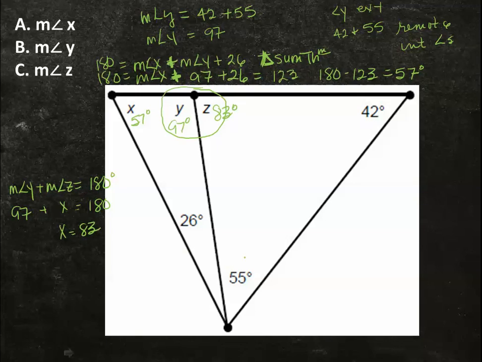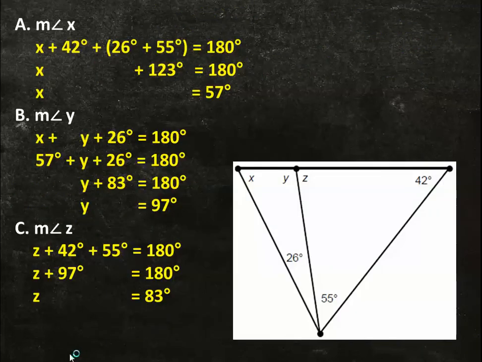Now let's see if I got it right, because 83 plus 42 plus 55 better add up to be 180. 83, 42, 55, hot diggity dog, it worked. There we go. So when you're solving them like this, you're just solving a big old puzzle. And there we go: 57, 97, 83. It all worked out.